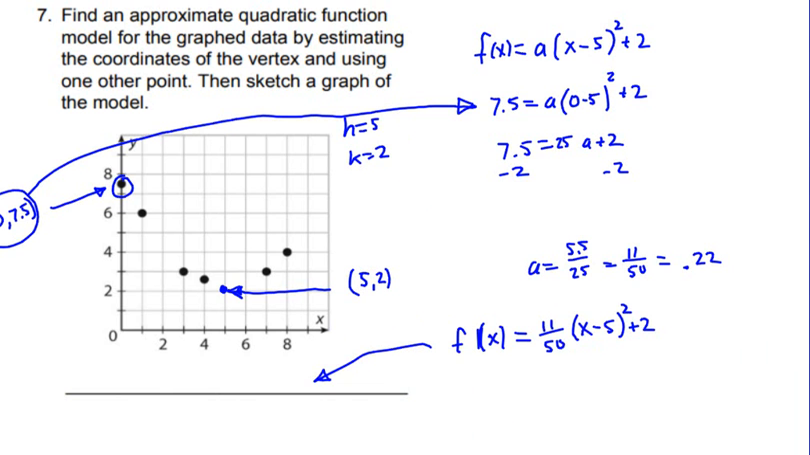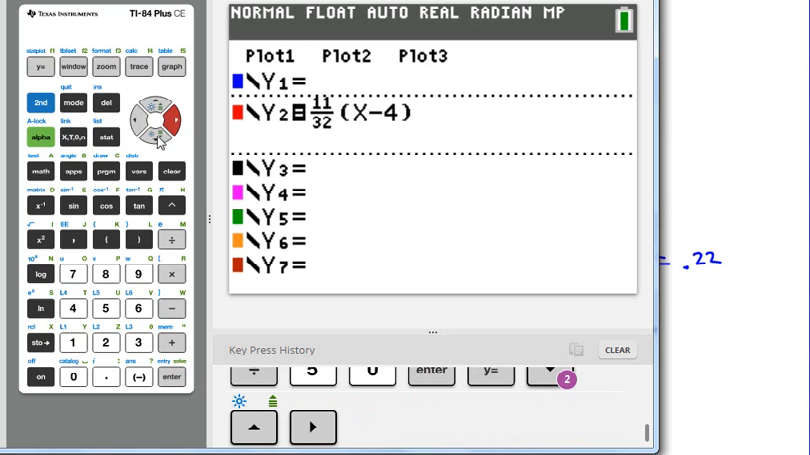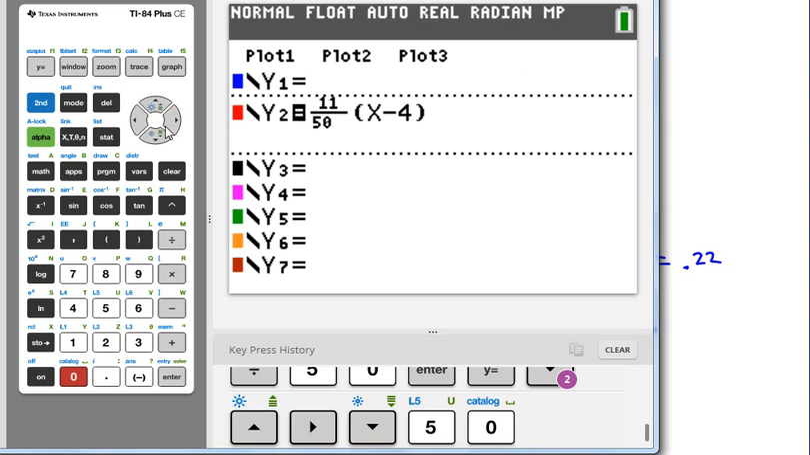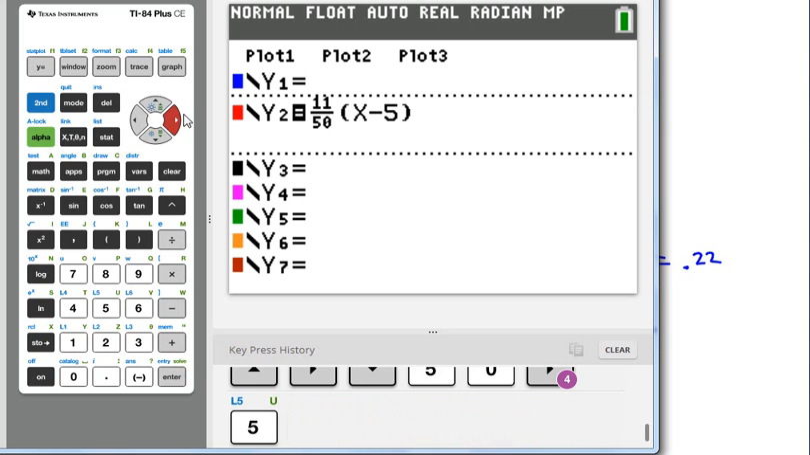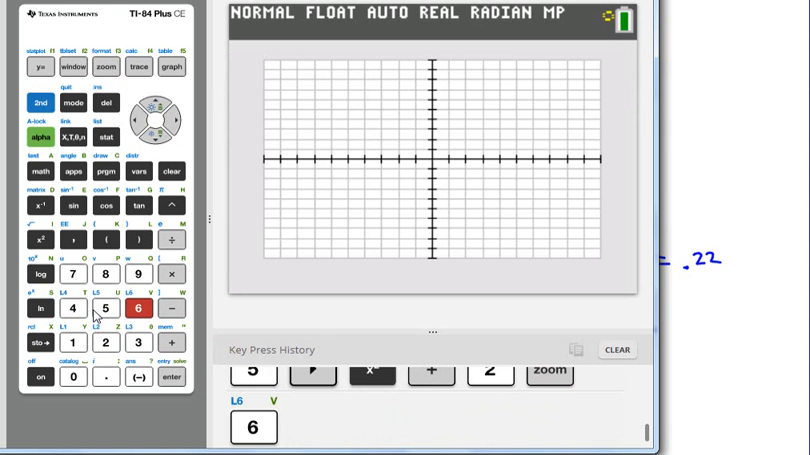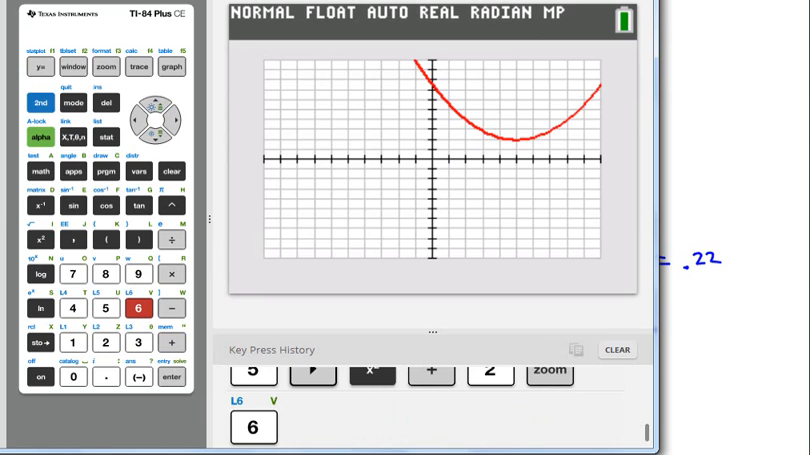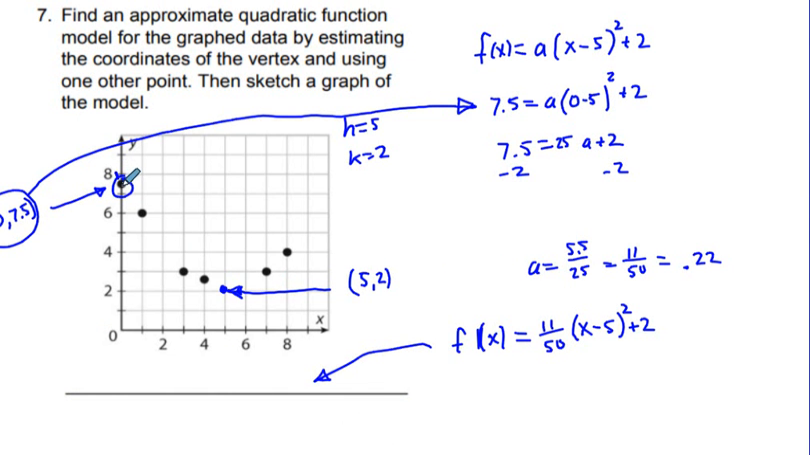Let's do that now. We'll put 50 down here, and we'll put 5 up here, squared, plus 2. I hope this is it. I'm going to put a standard window zoom 6. And we have our vertex at 5 comma 2. We have our y-intercept at 0 comma 7.5. So let's go ahead and sketch that in. So it looks something like this.